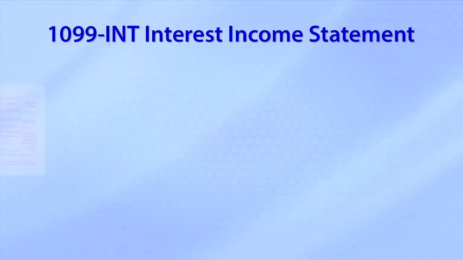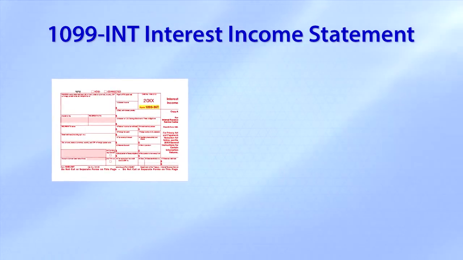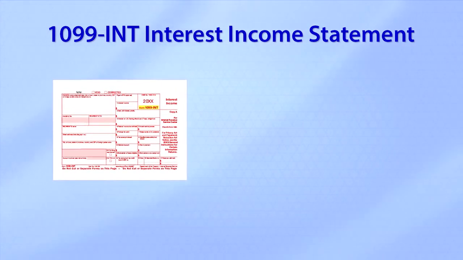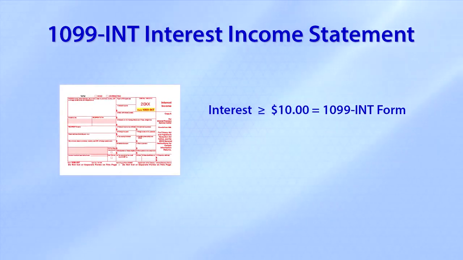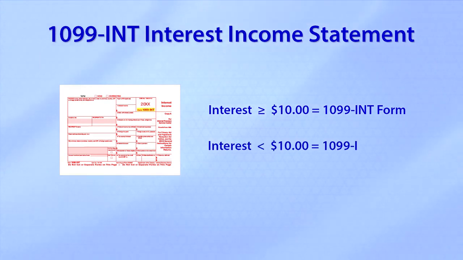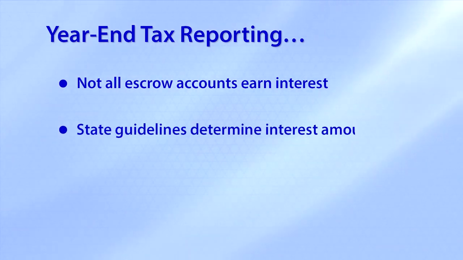The second document to discuss is the 1099 interest form, referred to as the 1099 INT. This document is sent if you had an escrow account that earned $10 or more in interest throughout the tax year. If your account earned less than $10 in interest, a form will not be sent. Not all escrow accounts earn interest, and if your account does, the amount earned is determined by state guidelines. It is not related to the note interest rate.